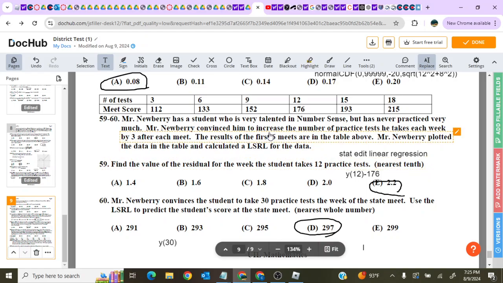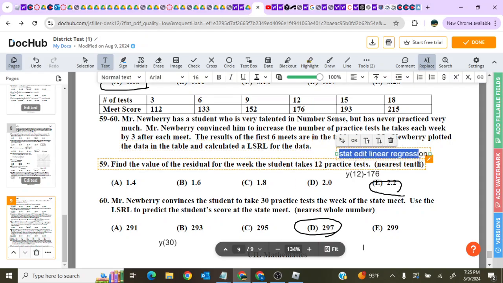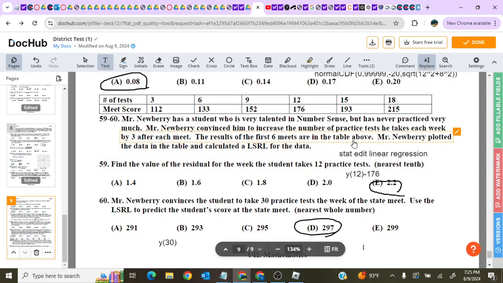You're given a bunch of students, the number of practice tests they've taken, and their meet scores. They calculate a least squares regression line, or linear regression, for this data. What is the residual of a student who takes 12 practice tests?